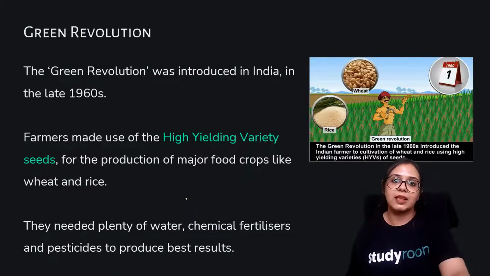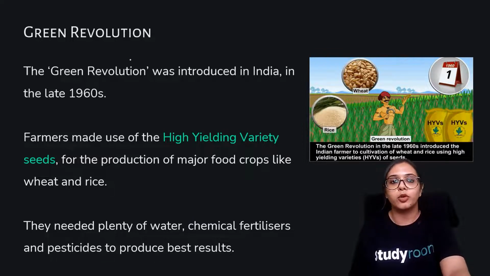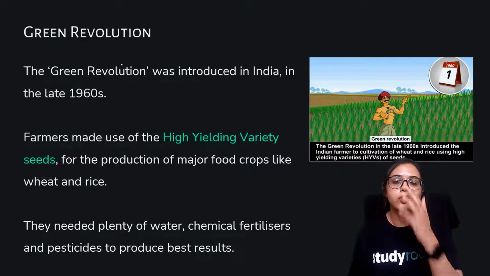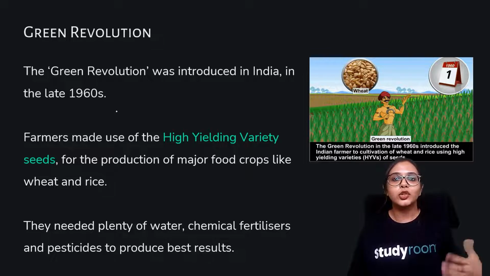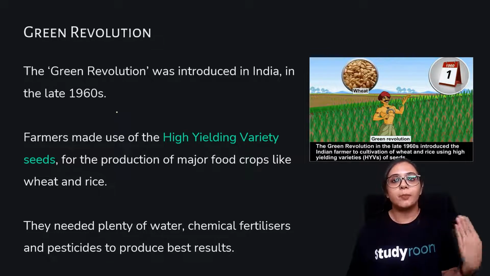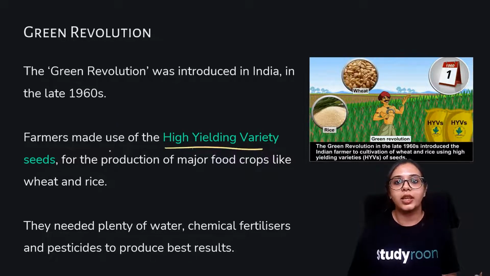and this access has been made possible by two important revolutions, the Green Revolution and the White Revolution. The Green Revolution was introduced in India in the late 1960s, and in this revolution, the traditional methods of producing food have been amplified so that we can get high yielding variety seeds.